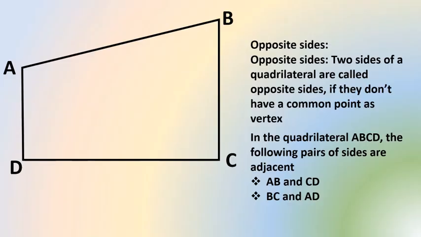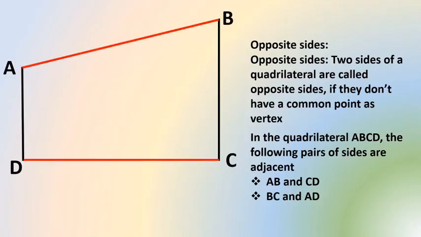So opposite sides means, how do you say now? AB and BC are not opposite, remember. So skipping one of the sides, which don't have a common vertex. Opposite sides means the 2 sides of the quadrilateral, if they don't have a common point or common vertex, then they are opposite.